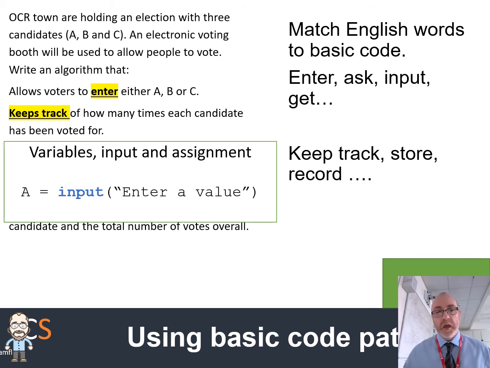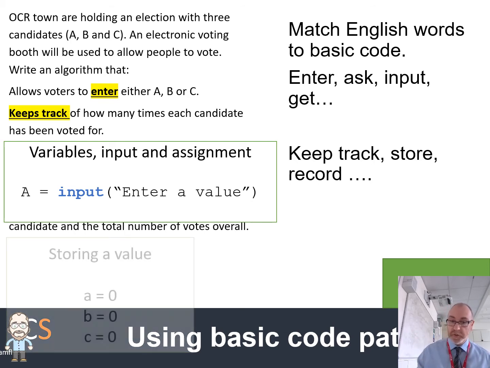Okay. Then the next one says keep track of how many times each candidate has been voted for. Sounds complicated, isn't it? But how do I keep track of something? Well, if I was doing it as a human, I'd probably write it down, wouldn't I? Okay, I would store it on paper. What's another word for store? Well, variable, isn't it? It allows me to store a single value. That's a textbook definition of a variable. So variables allow me to store.